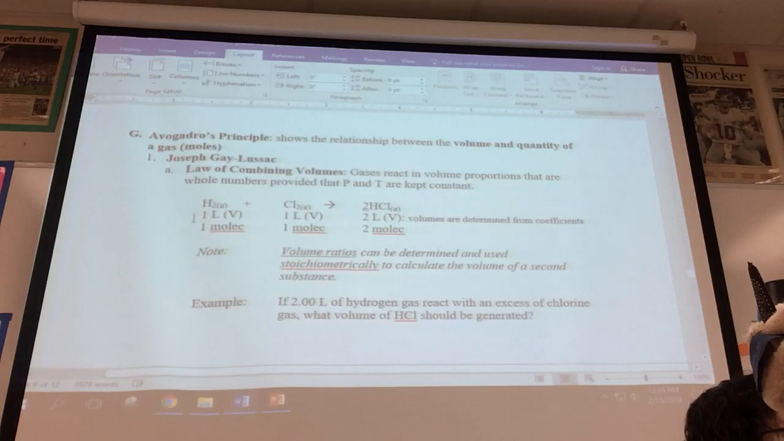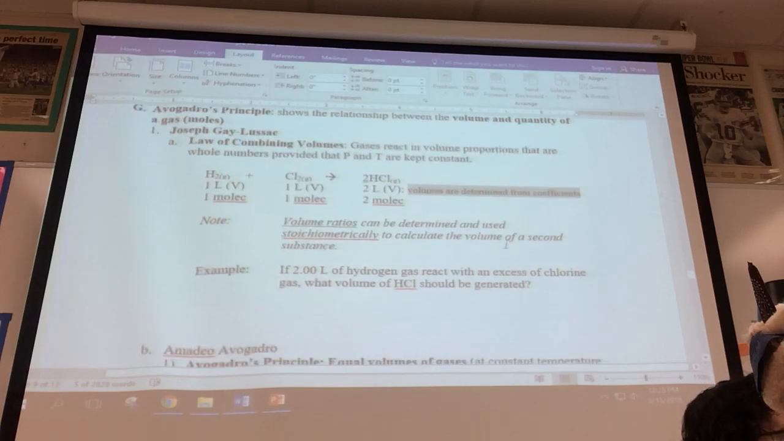That is, one volume unit of hydrogen, in this case let's say liters, reacts with 1 liter of chlorine gas to generate 2 liters of hydrogen chloride gas. So the volumes are determined from the coefficients, and you can be in liters or mLs, just be consistent. We can then generate volume ratios to do simple conversions.